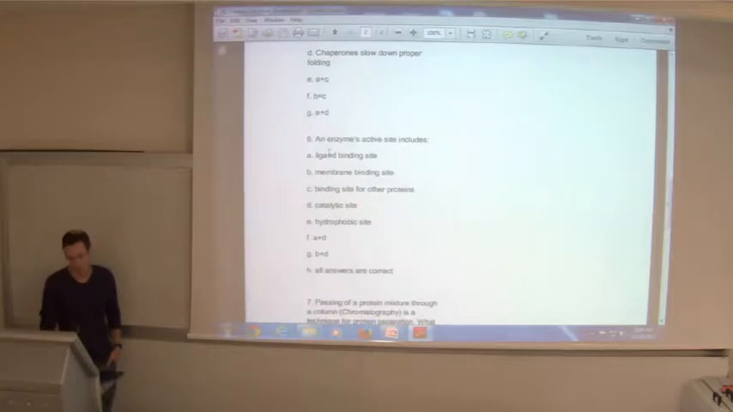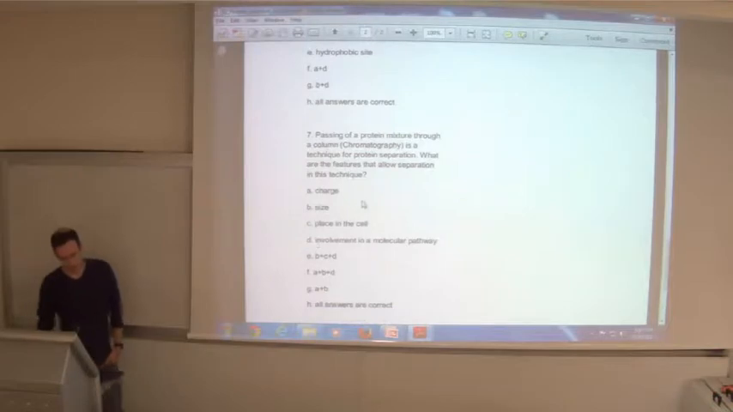Number 6. An enzyme active site includes, it's a plain terminology question, just definitions. So who wants to say what's the right answer? A binding site, right? And a catalytic site. So A and D, right here. Okay, hydrophobic site, an enzyme might have a hydrophobic site, but per definition it wouldn't be part of the active site, and the same for B and C.